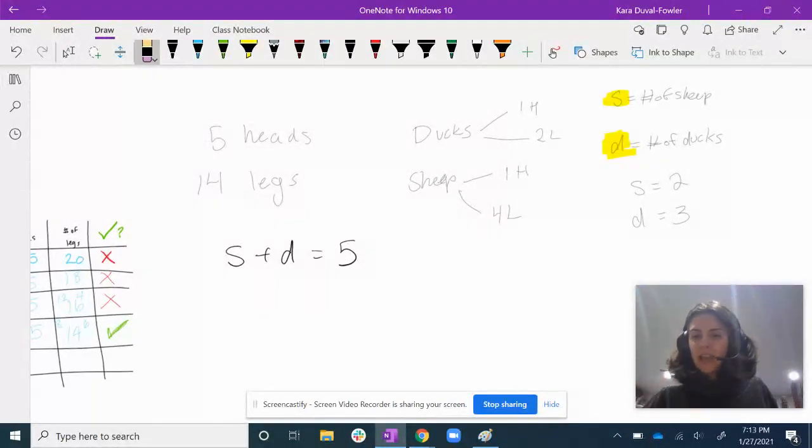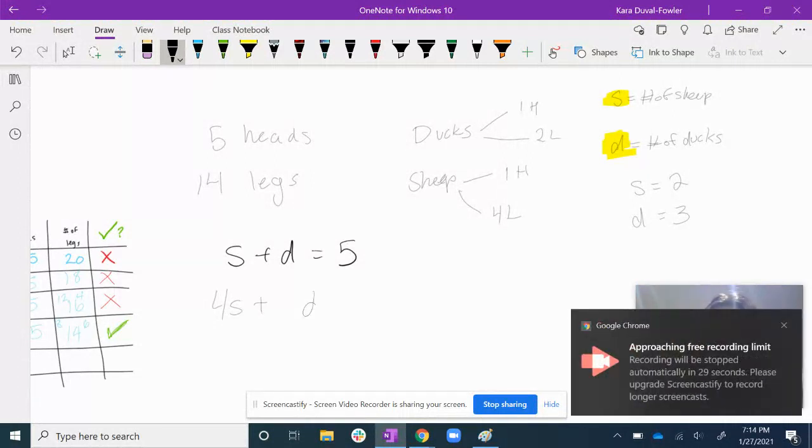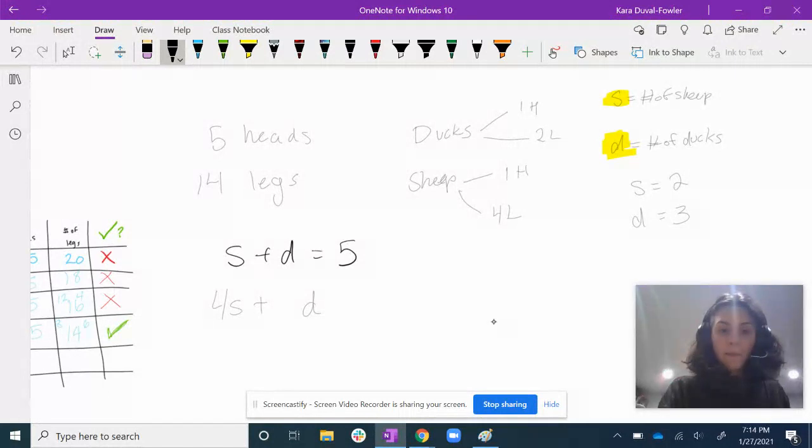Now I've got to get to the leg equation. We know that there will be S sheep, and each of those sheep has 4 legs. So if we multiply the number of sheep by 4, that'll get us the number of legs in sheep. Similarly, we know that there are going to be ducks, and each duck has 2 legs. So we can multiply the number of ducks by 2 to get the total number of legs from ducks.